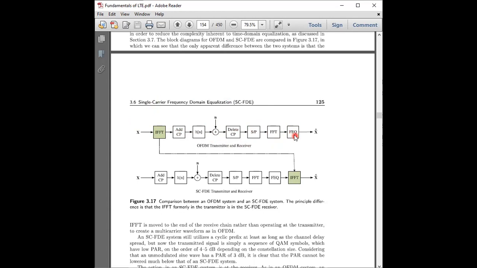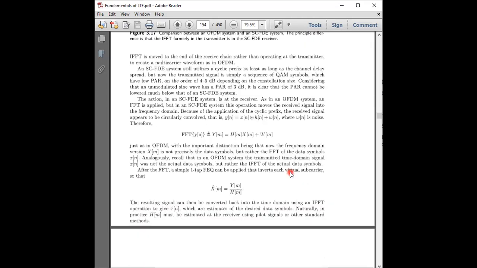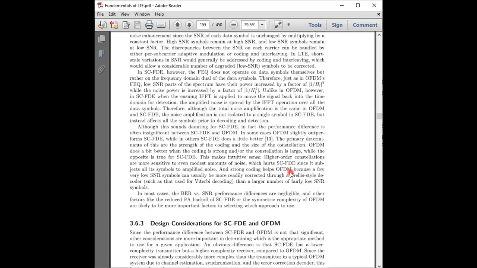Then you applied the equalization. Whereas here you can see the data is in time domain. Now that you apply a Fourier transform, the data is in frequency domain. Then you apply the equalization, then you convert it back to time domain after applying IFFT. So what change does that make? Well, as per the author, the noise that was there after applying the IFFT operation is spread all over the data symbols, all over the data symbols. Well, that is a difference.